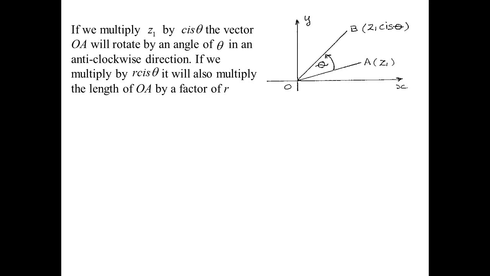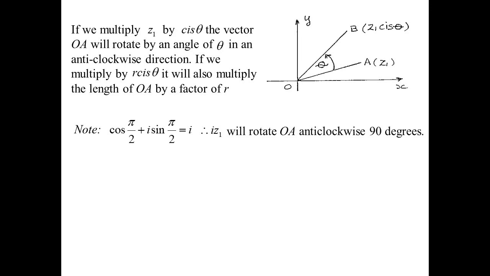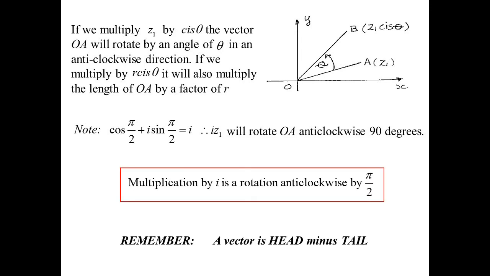So if we multiply z1 by cis theta, the vector OA will rotate. That's what we were just saying. We know then that B is z1 times whatever that angle is. The important thing to note is that multiplication by i is a rotation of 90 degrees. It occurs a lot in these problems. So i times z1 would have rotated 90 degrees. Remember, a vector is head minus tail.